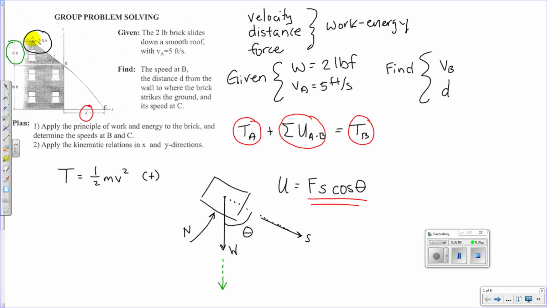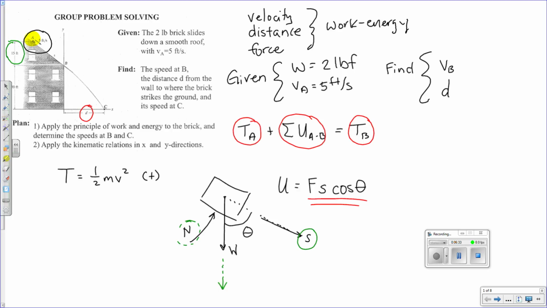The only other work that's being done in this problem, potentially, could be due to this normal force. But notice that the normal force and the direction of the displacement, s, are 90 degrees apart from one another. So the normal force does no work in this problem. The weight force, however, does do work in the downward direction, right?